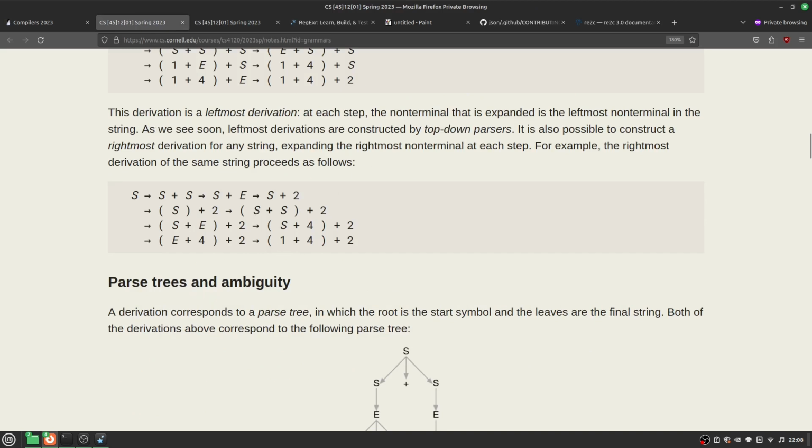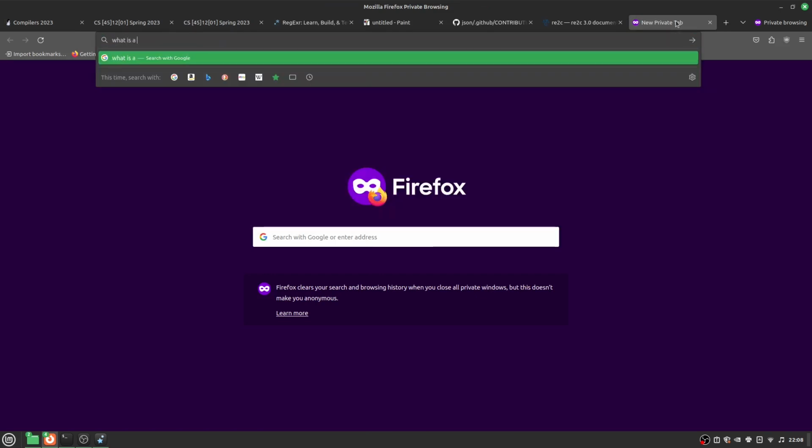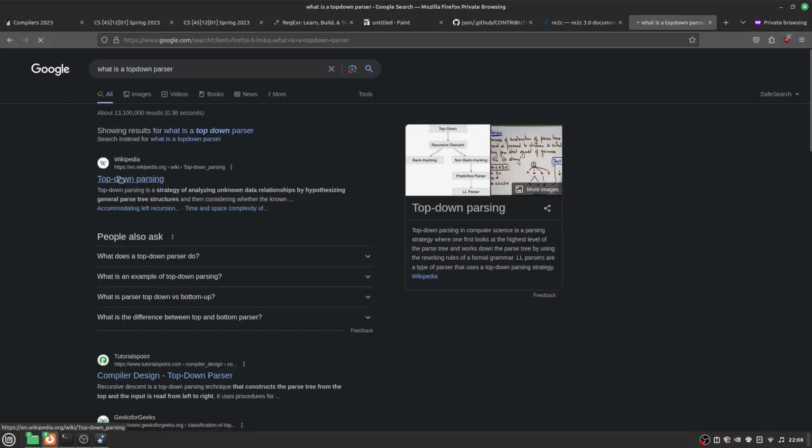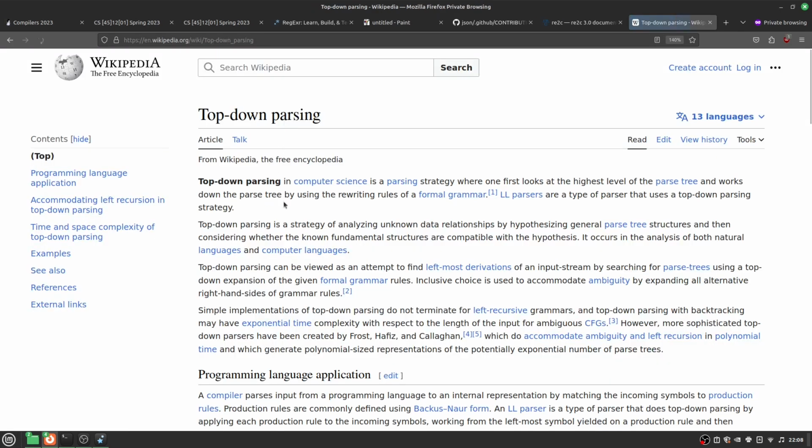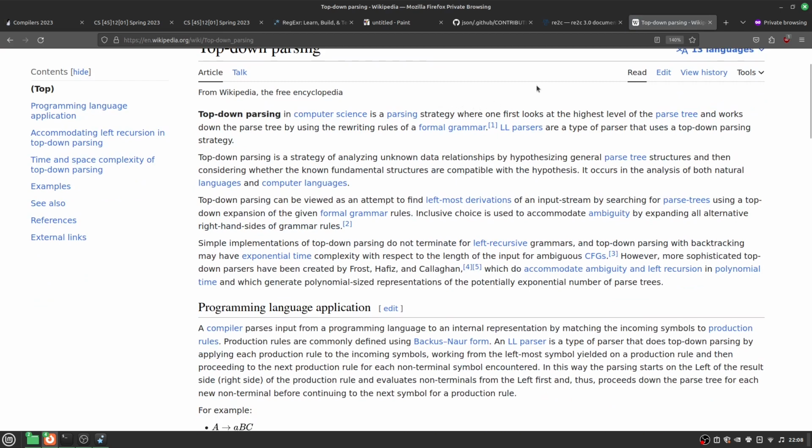Alright, so as we see soon, leftmost derivations are constructed by top-down parsers. It's also possible to construct a rightmost derivation for any string, expanding the rightmost non-terminal at each step. So this is a top-down parser. So what is a top-down parser? Top-down parsing is a parsing strategy where one first looks at the higher level of the parse tree, works down the parse tree by using the rewriting rules of formal grammar.